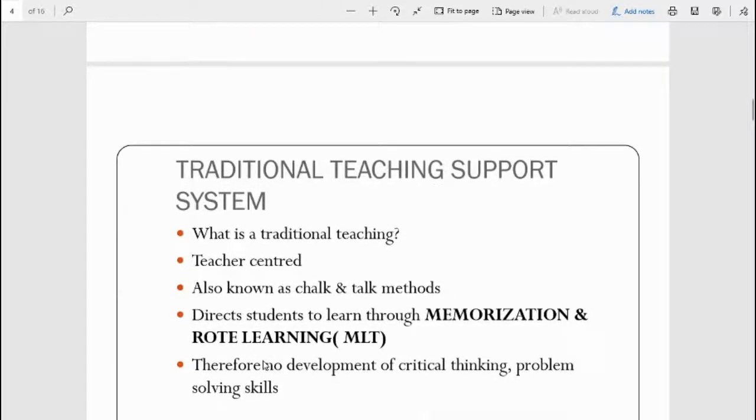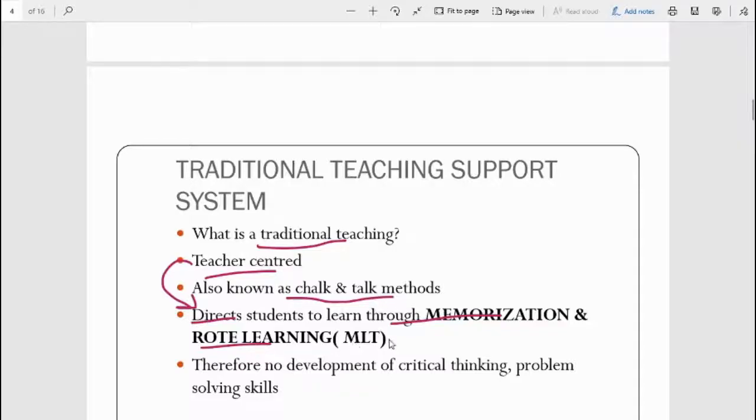So the first level, traditional teaching support system. The first question is, what is traditional teaching? It is basically teacher centered. It is also known as chalk and talk method. It directs students. Why does it direct? Because the teacher controls everything. The teacher has complete control on what the learner is learning, what text they are referring, what topic they are referring, and in what way. So it's all in the hand of the teacher. They direct students to learn through memorization and rote learning.